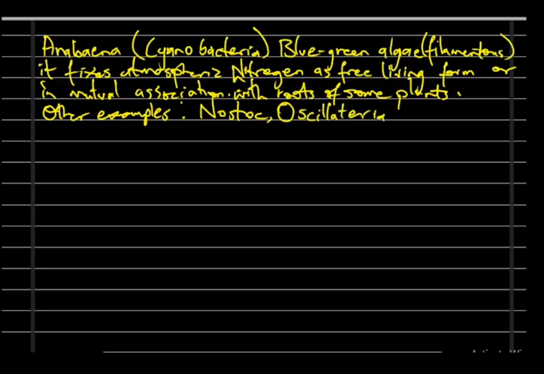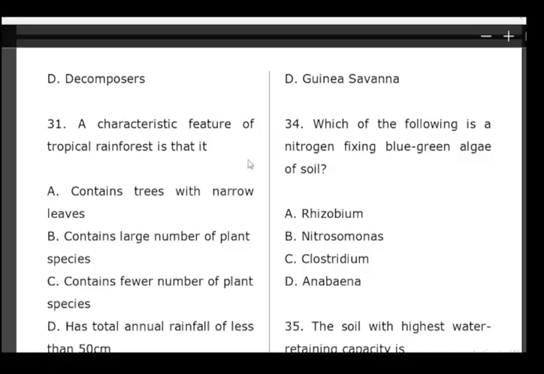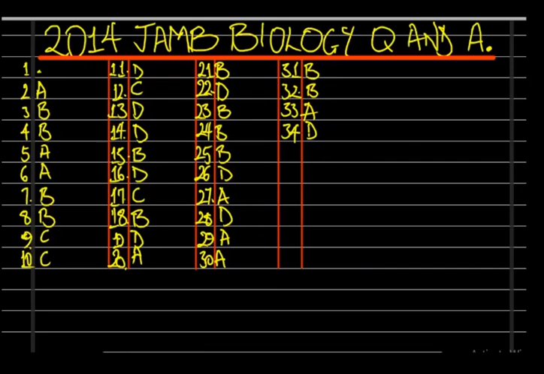These are examples of cyanobacteria that can actually carry out nitrogen fixing. So the answer to our question there, as seen now, is going to be option D.